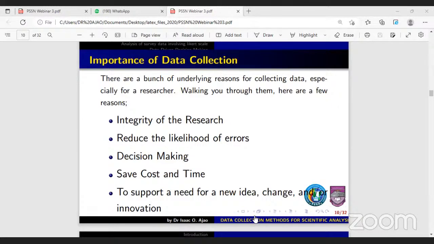First, integrity of the research. When you don't collect data, you can't just sit down somewhere and say, this is this, this is that. The first thing they will ask you is, where is the data? Then they will tell you the source of the data. So it's very, very important that we collect data, for the integrity of the research you're presenting.